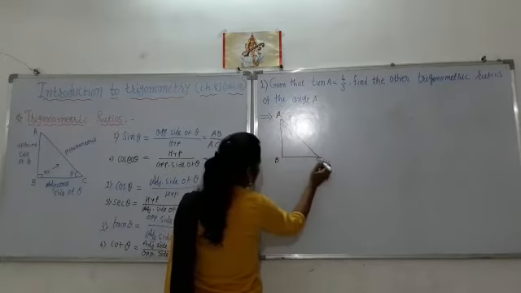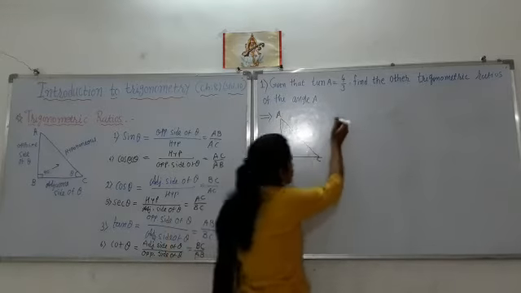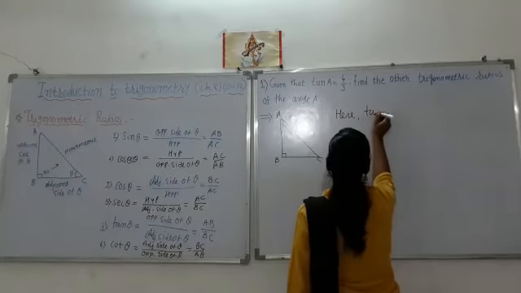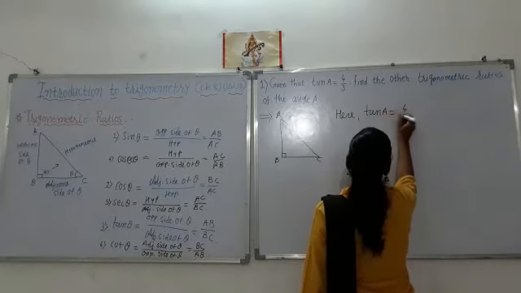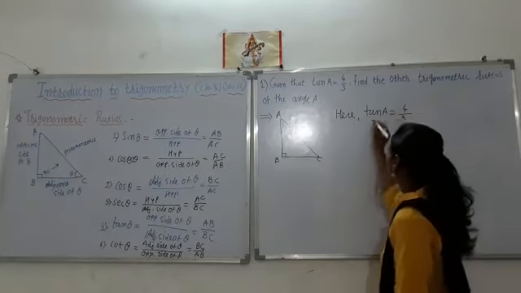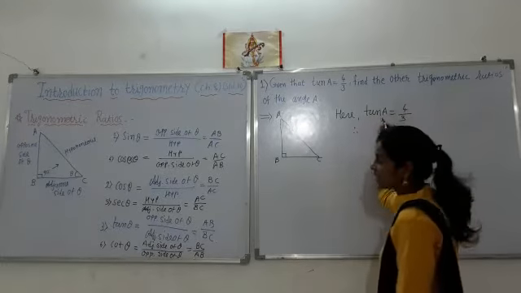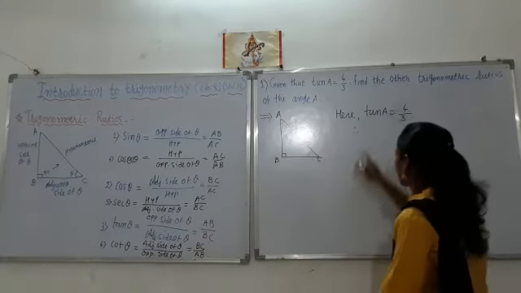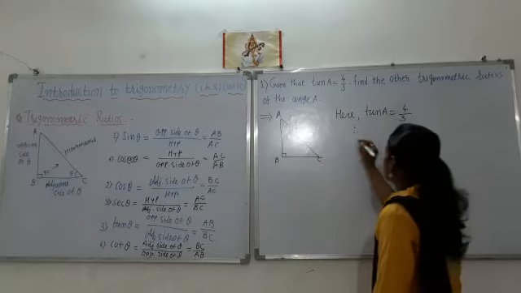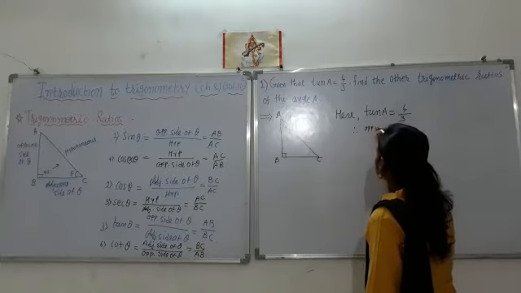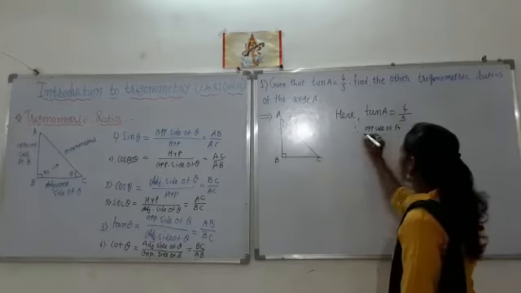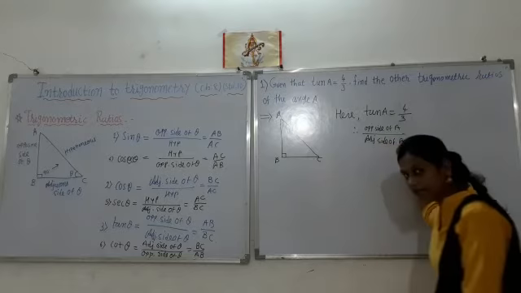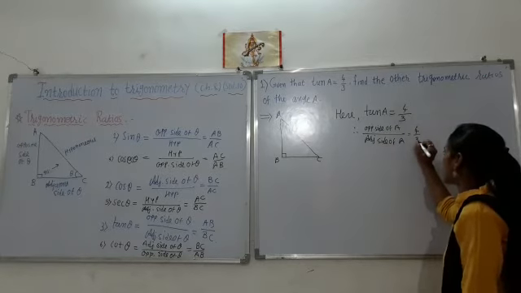A, B and C. So this is my A, and this is the right angle. Here tan A is equal to 4 by 3. So what is tan A? Which formula can you apply? Opposite side upon adjacent side of the given theta. Here theta is A. So you can write opposite side of A upon adjacent side of A is equal to 4 by 3.